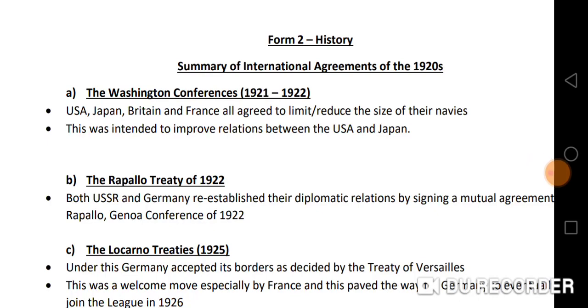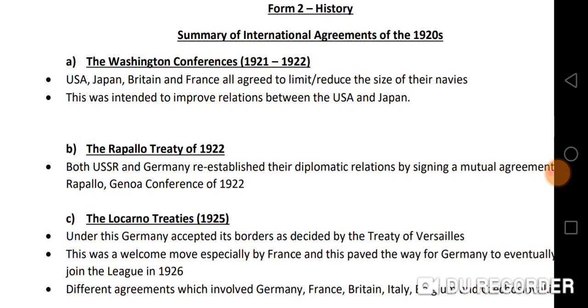So, this is lesson 8, week 4. We'll be looking at a summary of international agreements of the 1920s. So, the first one is the Washington Conferences of 1921 to 1922, where we see that USA, Japan, Britain, and France all agreed to limit the size of their navies, and this was intended to improve relations between the USA and Japan.